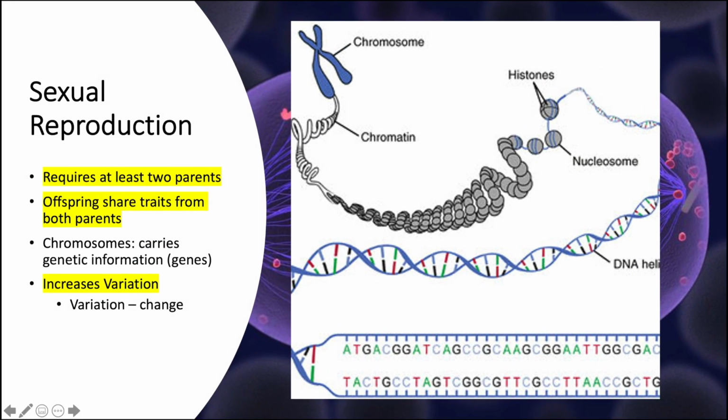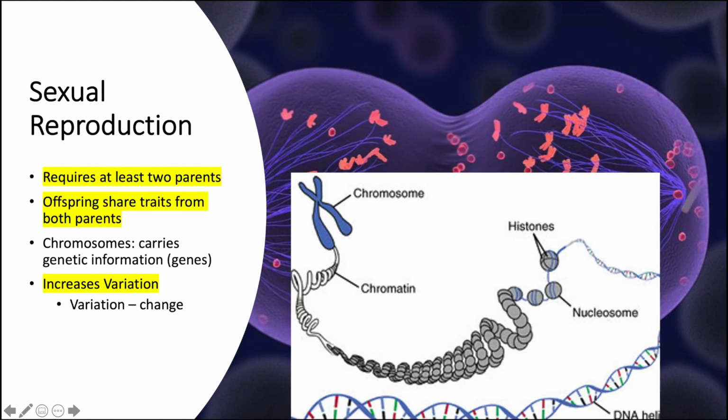Now, remember, when we're talking about sexual reproduction, that means that we are requiring at least two parents. The reason why I say at least two parents is because we have plants that can fertilize many other plants, and they're still sharing their genetic diversity. Since we have more than one parent, the offspring is going to share the traits from both parents. And because we're seeing a mixture of traits, we're going to see an increasing amount of variation, which simply means we're going to see change within the population.